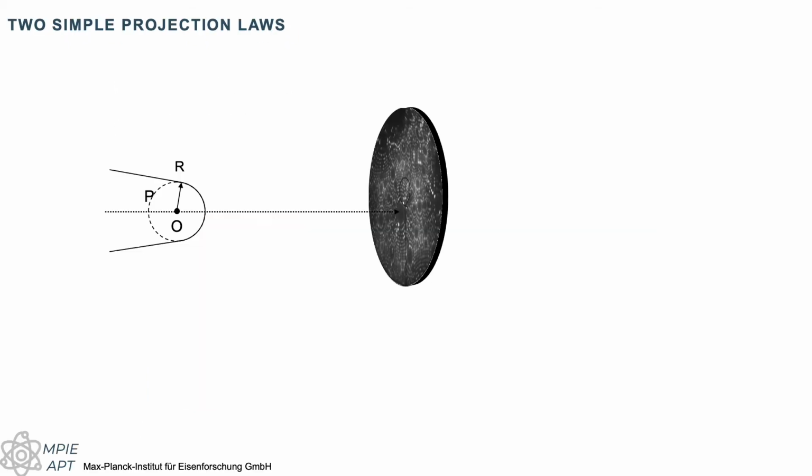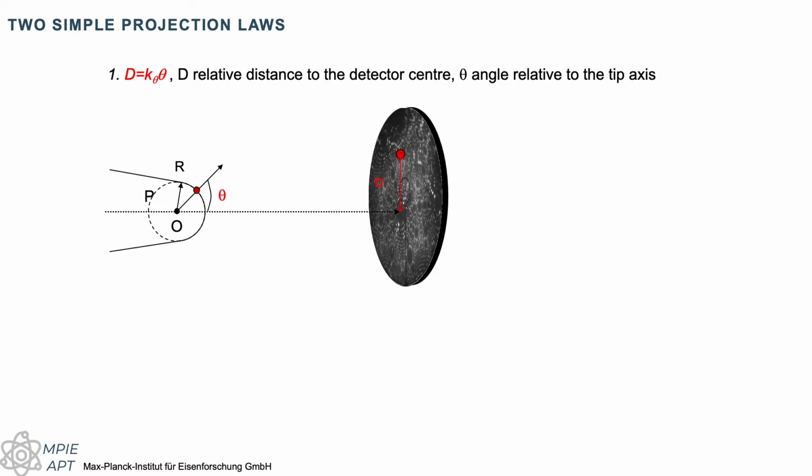Going back to field ion macroscopy, there's been quite a lot of studies of this, and a couple of projections have been studied in more detail. This D equal K theta projection, which is an azimuthal equidistant projection, is basically a proportionality between the distance between 2 points on the detector and the emitting angle.